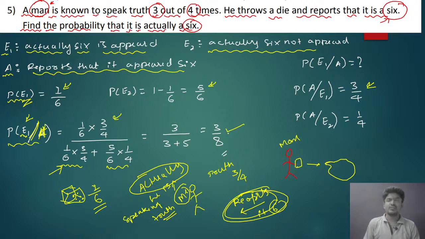So quickly tell me, have you understood this or not? Very, very important problem on the Bayes theorem. Number of times they have asked it in the question paper. So quickly tell me, have you understood this or not? It is a little bit tough to understand, I know, but you have to understand this. There is no other way.